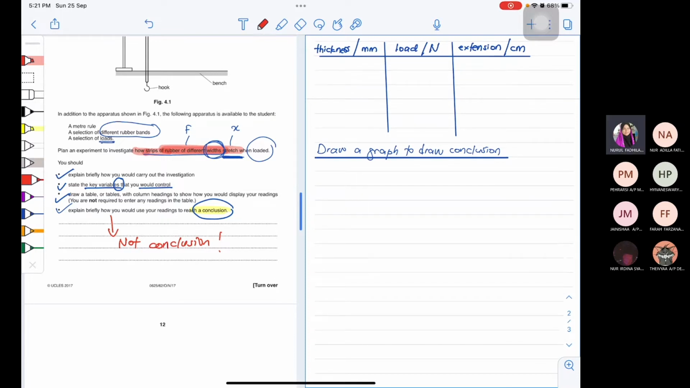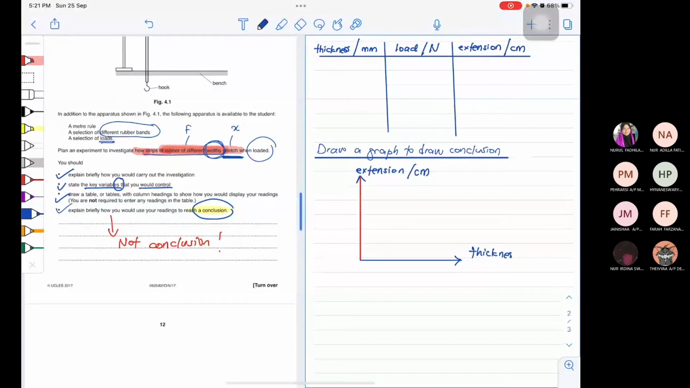Draw a graph. So what about the graph? You need to have a graph of what? Which is the MV, which is the RV? So plot a graph of extension. Extension is the responding one, so write the respective unit. And then the thickness, must also have a unit. And then compare the variables, and so on and so forth.